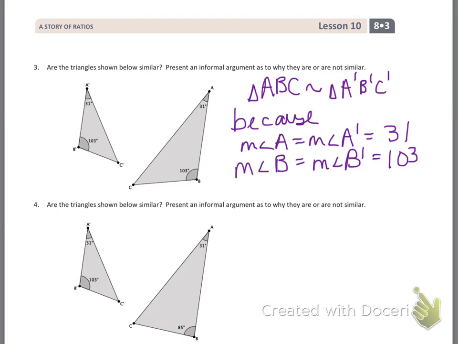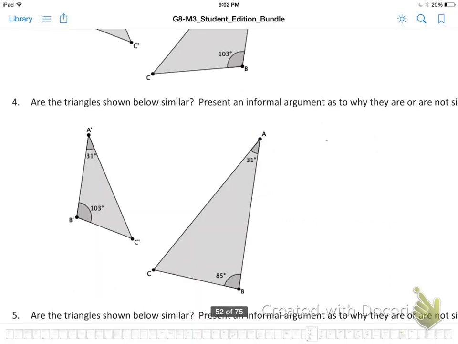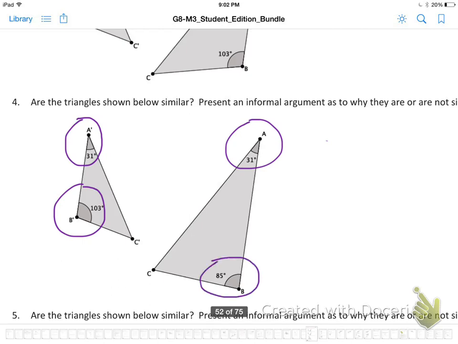Okay, so for exercise 3, we can see that we've got two pairs of corresponding angles that are congruent. Therefore, these are similar triangles. ABC is similar to A prime, B prime, C prime, because the measure of angle A is equal to the measure of angle A prime, and the measure of angle B is equal to the measure of angle B prime. Okay, in exercise 4, we're given angle A prime and A, both 31. We're given the second angle for A prime, B prime, C prime of 103, and a second angle for ABC of 85.